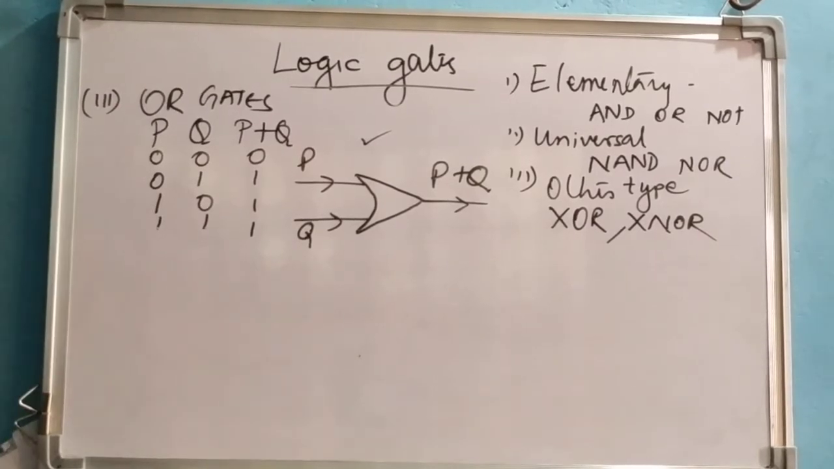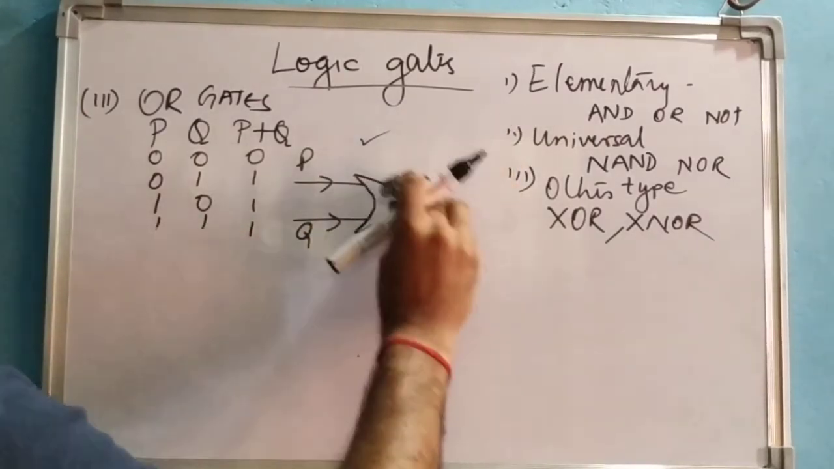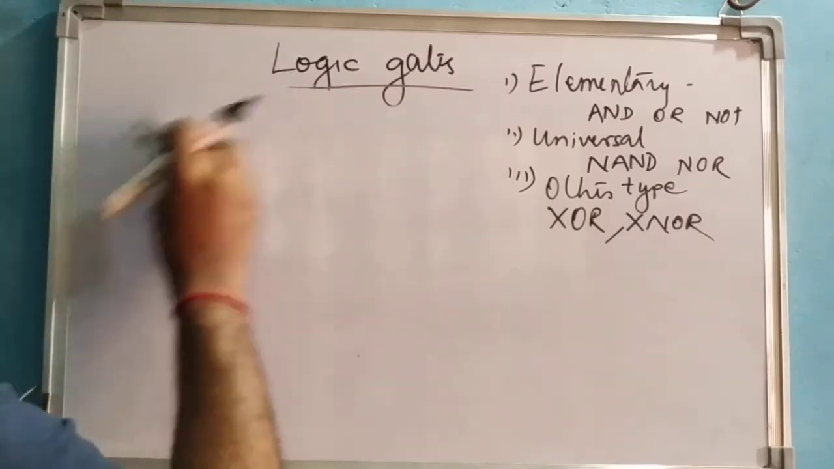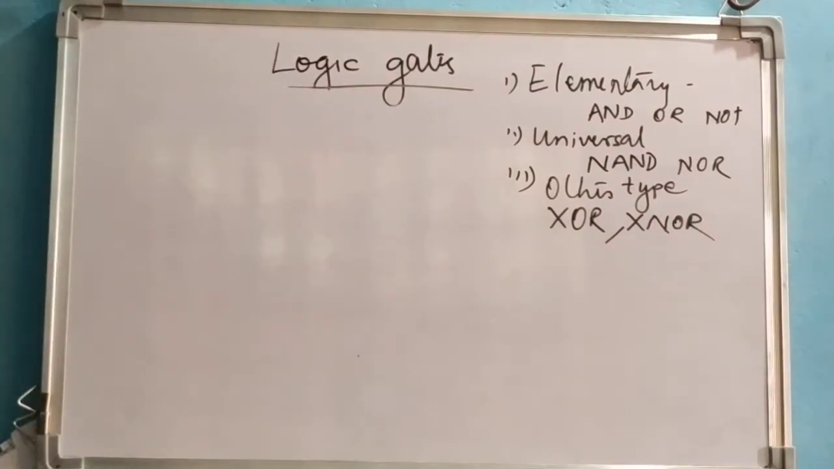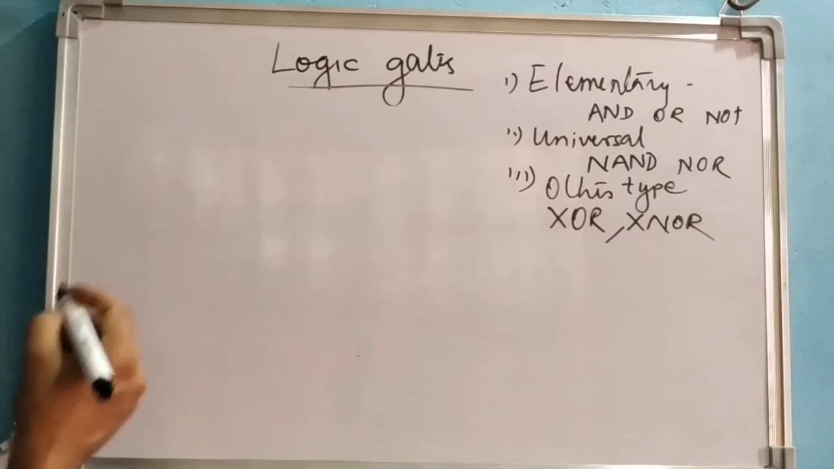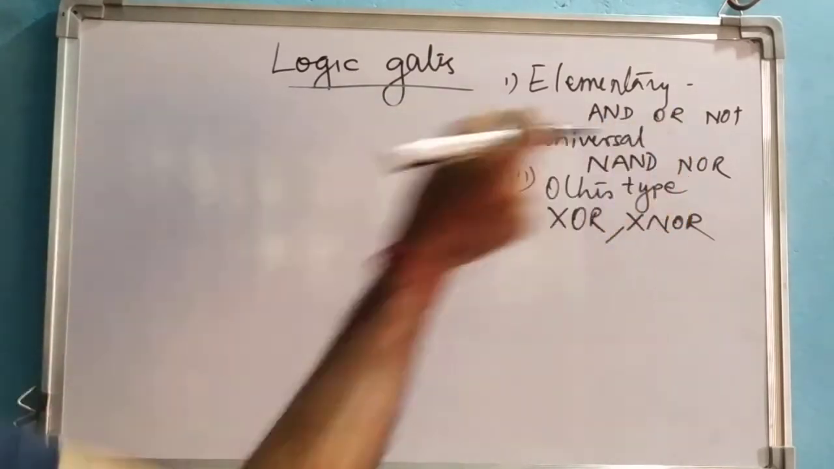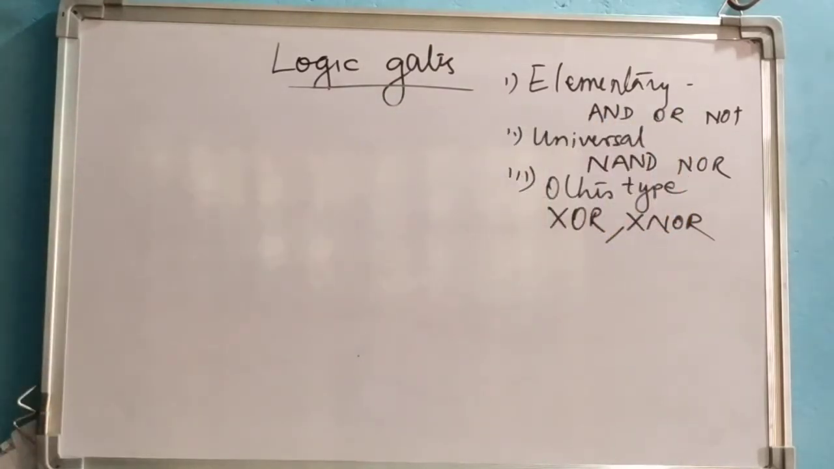Now this is the category of elementary gates: AND, OR and NOT. Let us come to the universal gates. How are they represented? There are two types of universal gates, that is NAND and NOR. The NAND gate is the reverse of the AND gate. Now we can easily make the truth table. This comes under the universal gates. There are 3 elementary gates and 2 universal gates.